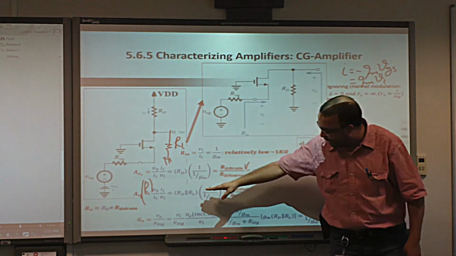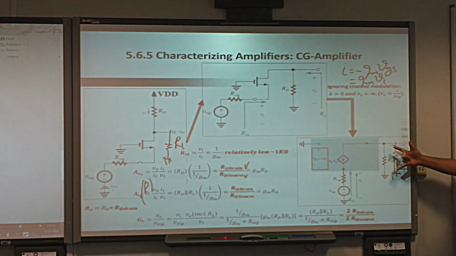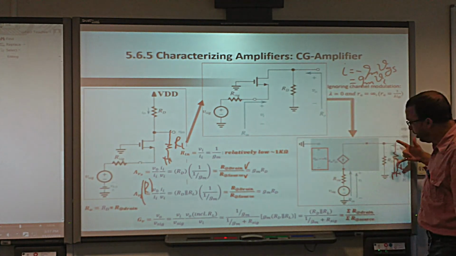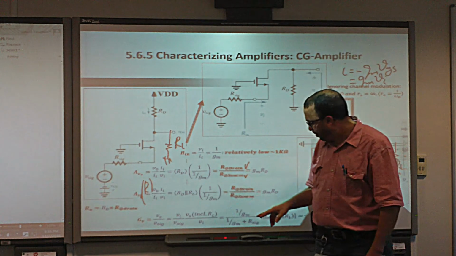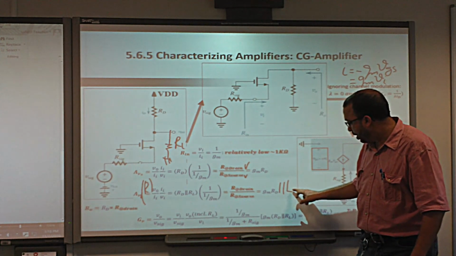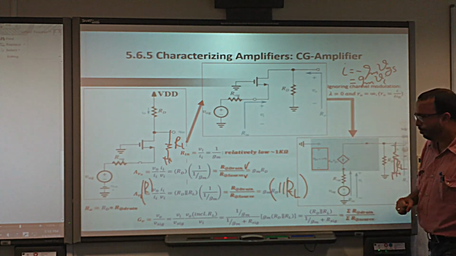And then we get basically RD parallel RL over 1 over gm, meaning the drain resistance, sorry, over the source resistance. Boom. Here also there's a typo, it's actually parallel with RL. Okay, I will fix that in the slides, don't worry.